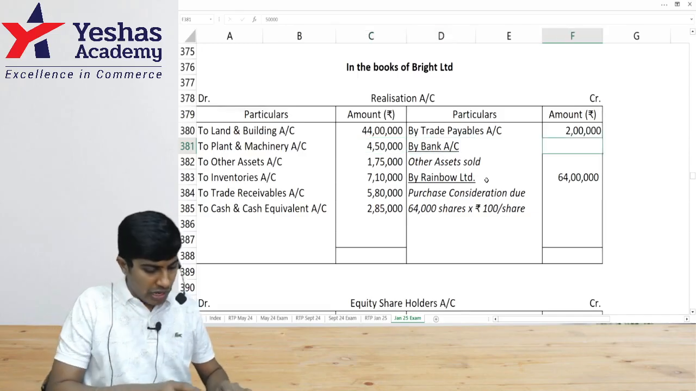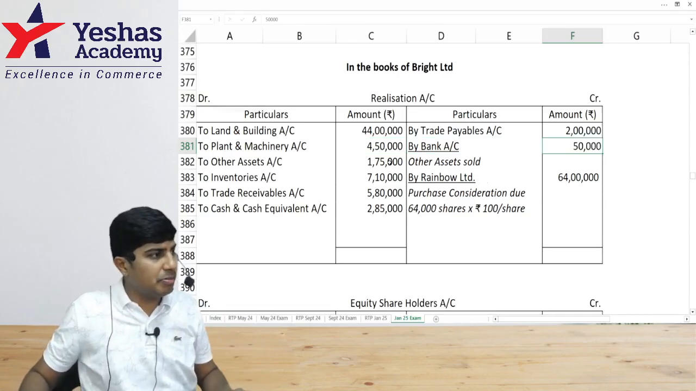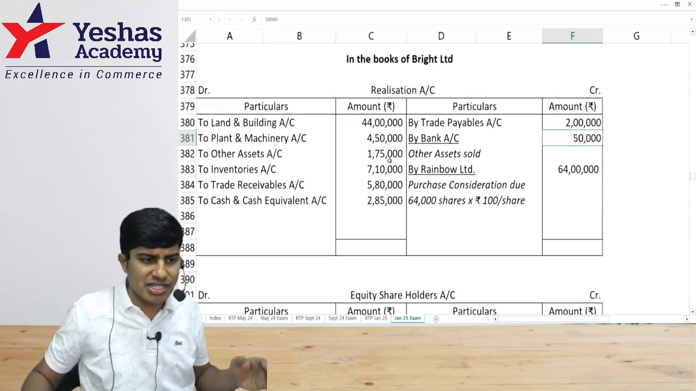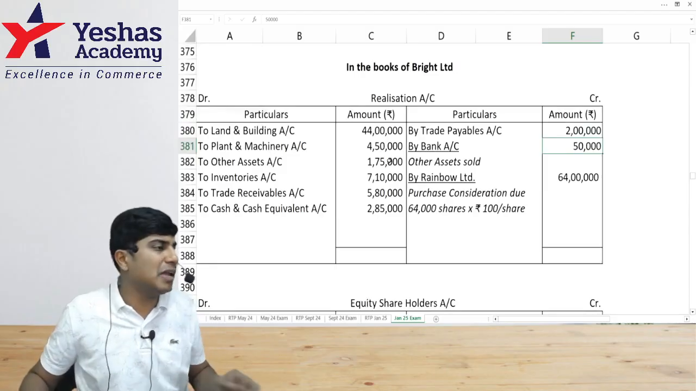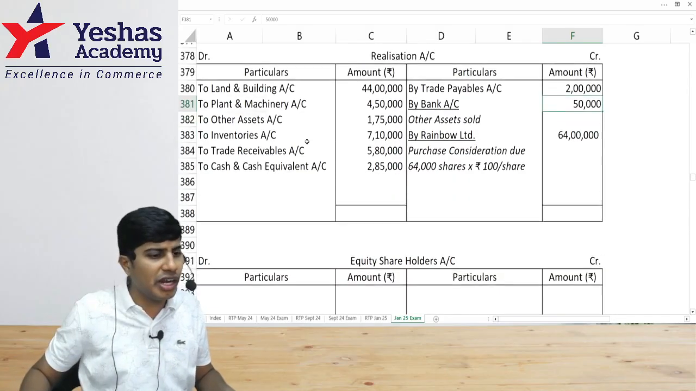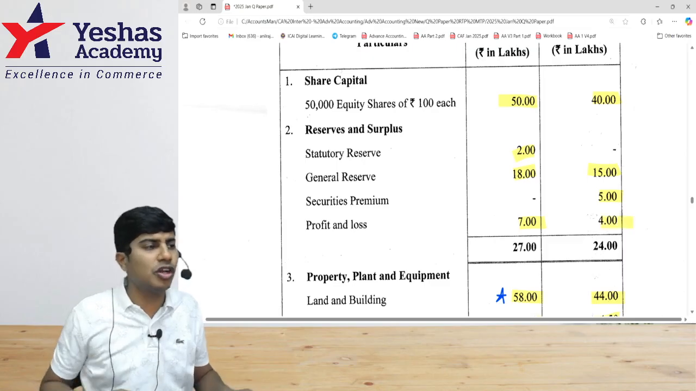This is for other assets sold, value 50,000. Clear? In realization account, I've written by bank. By this, that asset not taken is also over. Is there any realization expense incurred? No. I come back, then I'll start paying my equity shareholders. First, I'll identify money payable to equity shareholders. How do I identify? Transfer that share capital and reserves. 40, 15, 5, 4. This is the money belonging to equity shareholders.